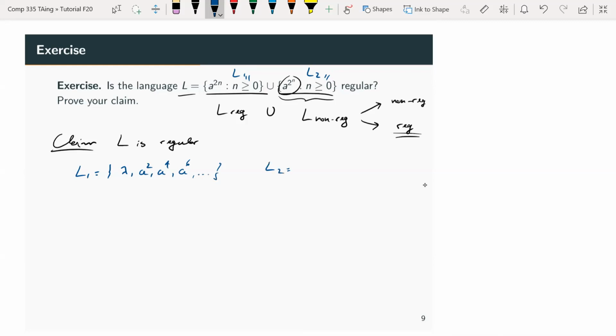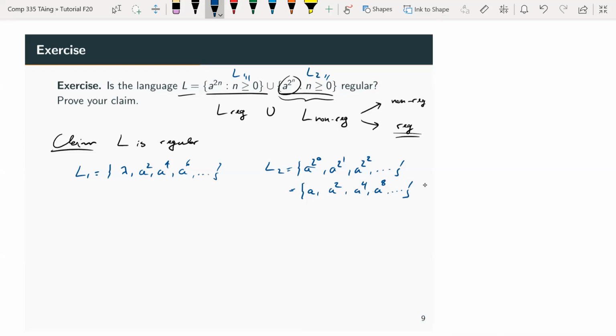And what is L2? Well, L2 is all of the strings that has only A's and that has a power of 2 A's. So in other words, A to the 2 to the 0, A to the 2 to the 1, A to the 2 to the 2, and so on. So what is this? That's going to be A, well, 2 to the 0 is 1, so I have A to the 2 to the 1, that's A to the 2, and 2 squared is 4, so I have A4, and maybe I'll write another one, I have A8, and so on, okay?